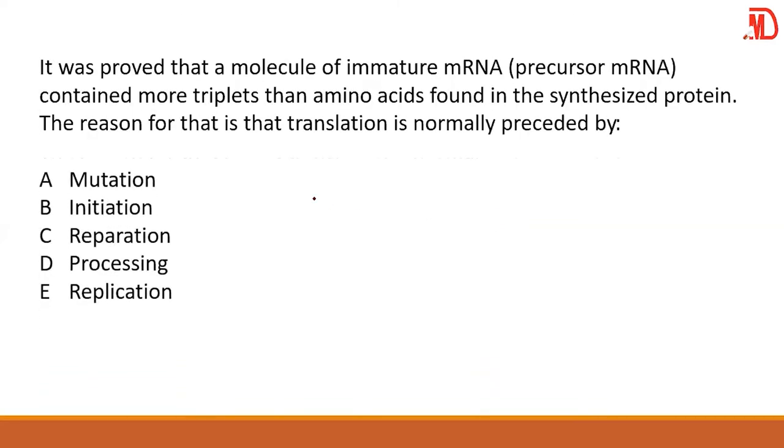Now, it was proven that a molecule of immature messenger RNA contains more triplets than amino acids formed in the synthesized protein. The reason for that is that translation is normally preceded by, and before they will have translation, what must we have? Of course, you must have processing. Yes, you can say transcription, but transcription comes out of processing. But first of all, what is a transcription? A transcription is simply the synthesis of RNA. It's the synthesis of RNA under the direction of DNA to produce messenger RNA.